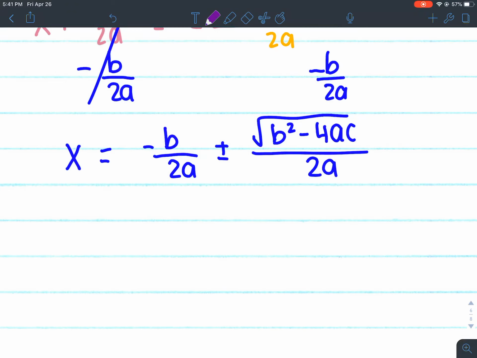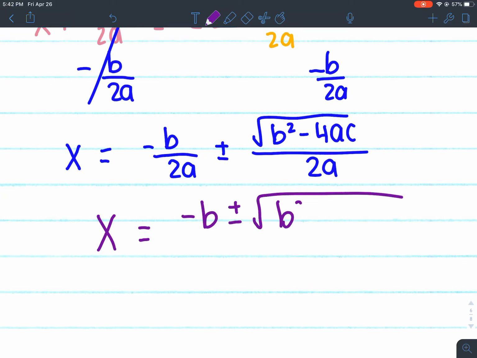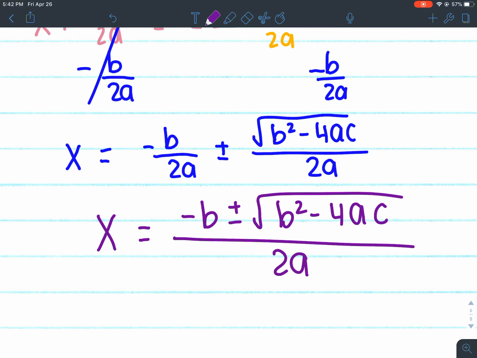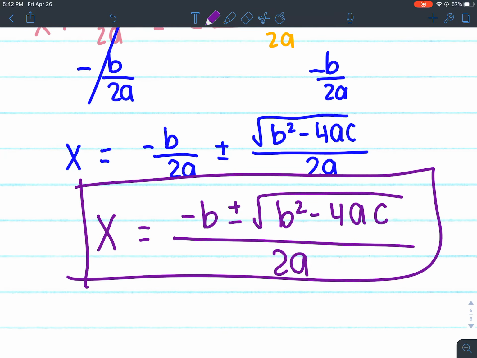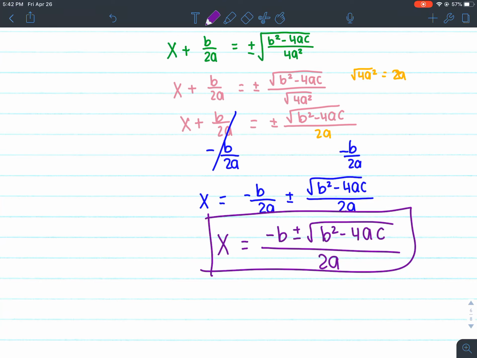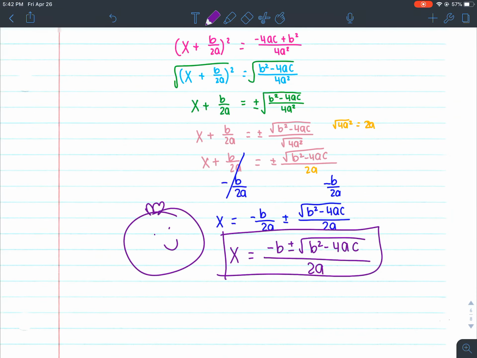Lastly, I have the same denominator, so I can combine the fractions. So I have x equals negative b plus or minus the square root of b squared minus 4ac all over 2a. We did it! We freaking derived the quadratic formula. So that was pretty cool. Draw a little smiley face here and draw a little hair. Yeah, there we go. We did it.